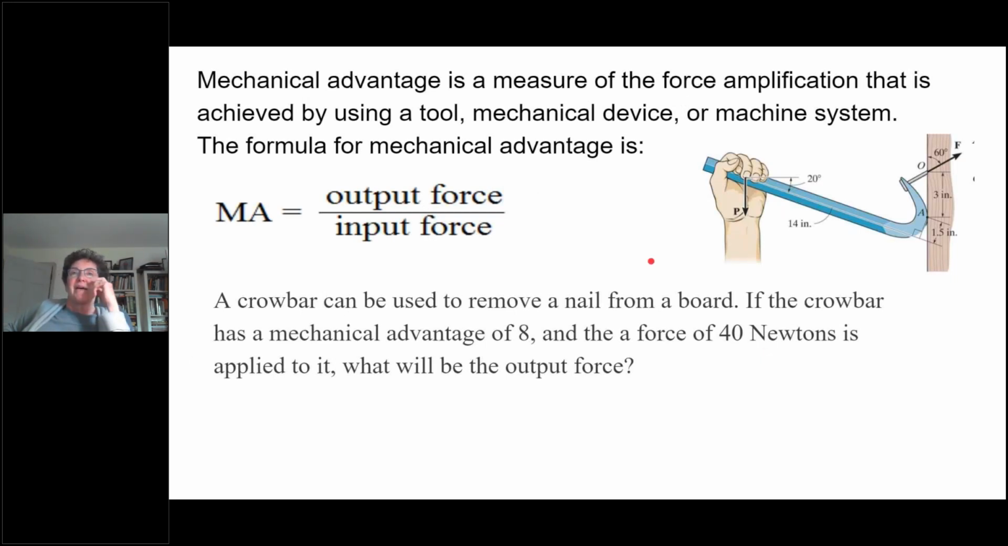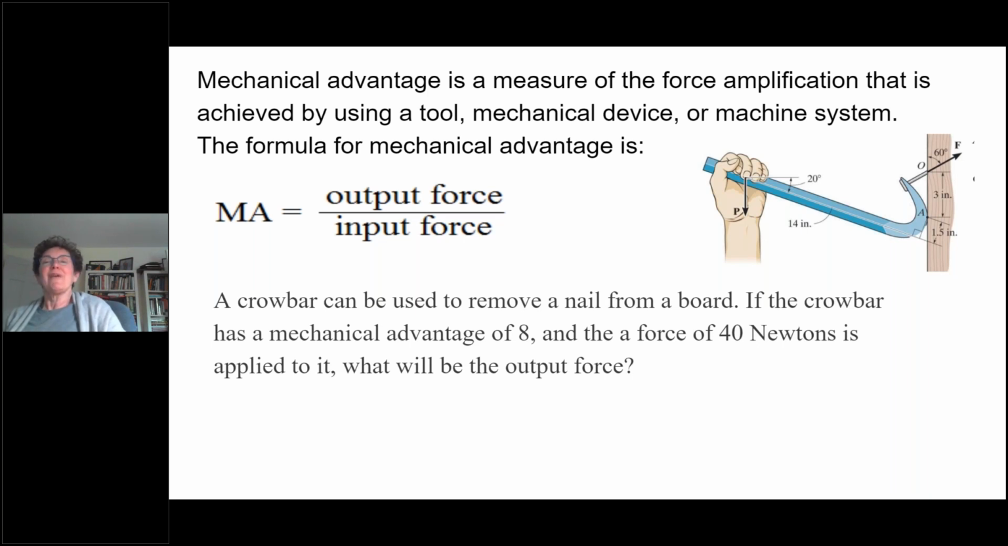So this problem says mechanical advantage is a measure of the force amplification that is achieved by using a tool, mechanical device, or machine system. The formula for mechanical advantage is the mechanical advantage equals the output force divided by the input force. Let's see if we can figure out what this is telling us.